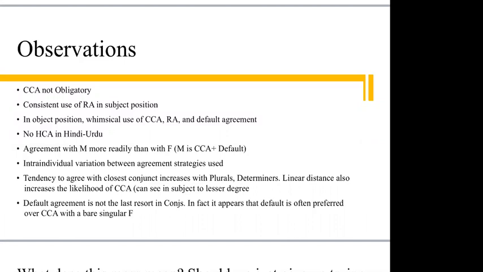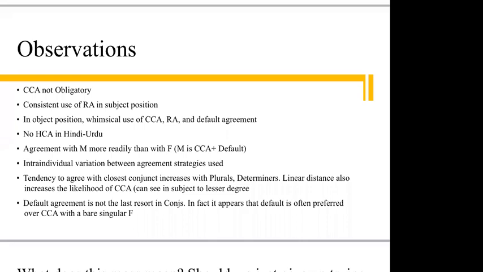Agreement with masculine nouns happens more readily than with feminine. But that's also because Antila made a generalization which said that if more than one thing leads to the same surface structure, then that is more likely to be numerically represented, which makes sense. So masculine agreement is the default agreement as well as the CCA agreement. One thing I noticed was that there was intra-individual variation. People would pick CCA in one instance, then they would do resolved agreement later.